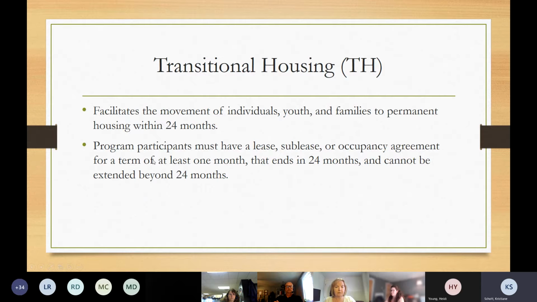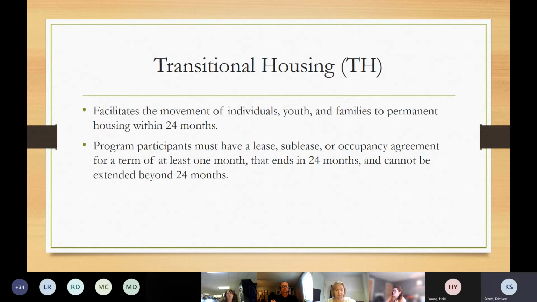The next project component is transitional housing. Transitional housing facilitates the movement of individuals, youth, and families to permanent housing within 24 months. This program component is very limited. They must have a lease for at least 1 month that ends in 24 months, and the lease cannot extend beyond 24 months.